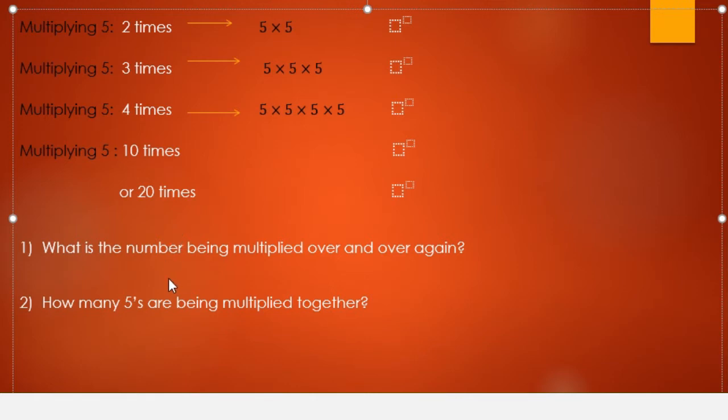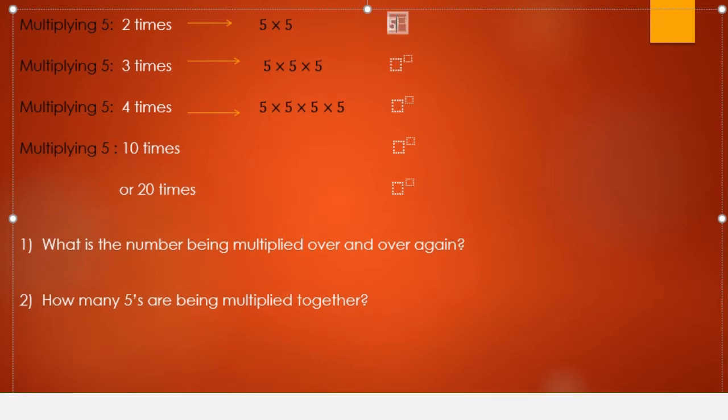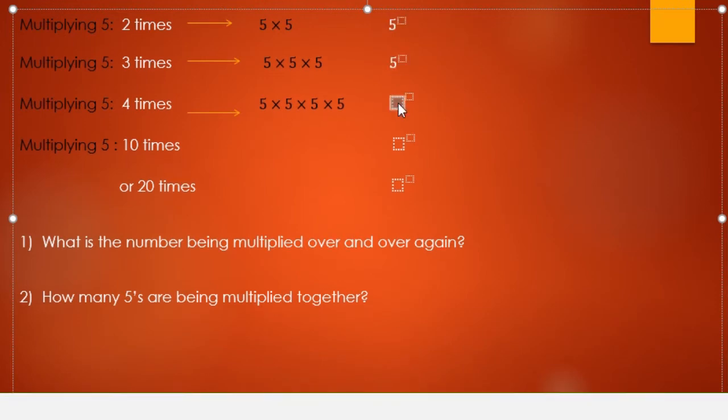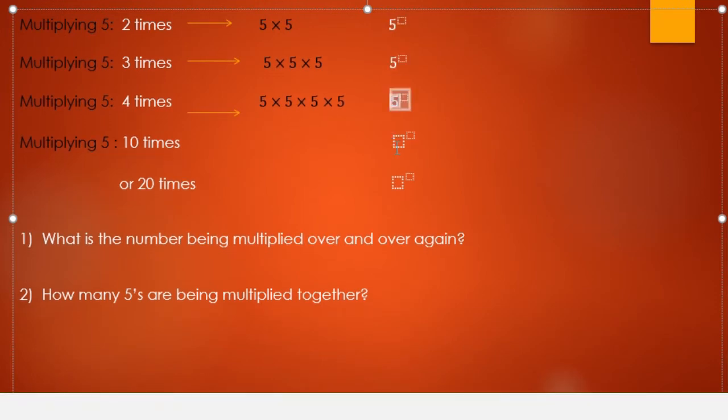The first question is, what is the number being multiplied over and over again? In all the cases here, in this example, we are multiplying the number 5. So we write 5 in this square. In all the cases, we are multiplying 5 by itself.